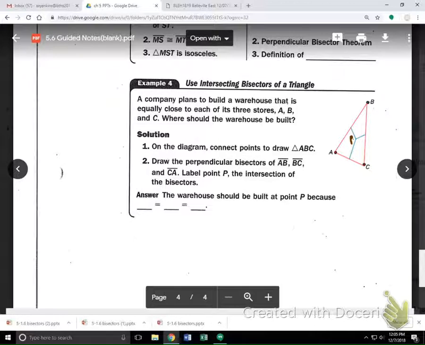All right. So we draw our perpendicular bisectors and they intersect. So we're going to label point P, and we see that the warehouse should be built at point P because we see the fact that AP equals PB, which equals PC.